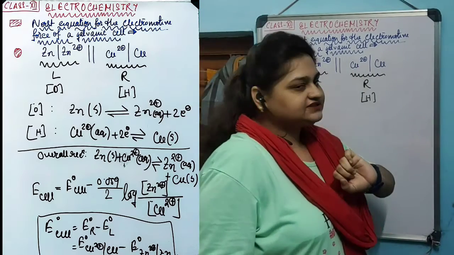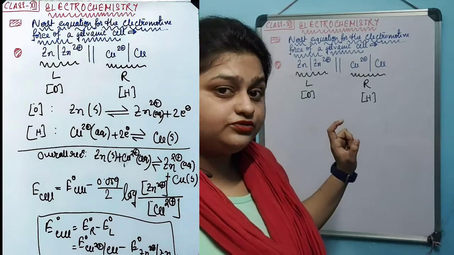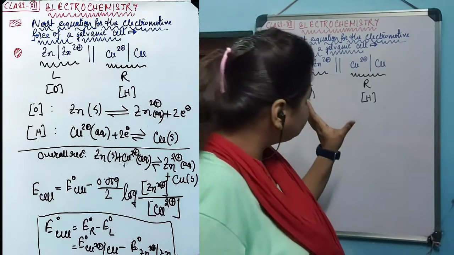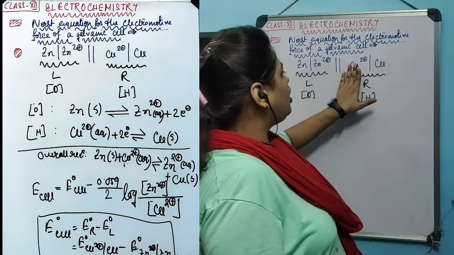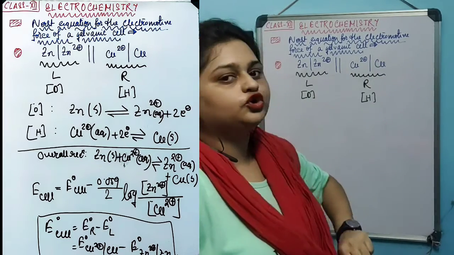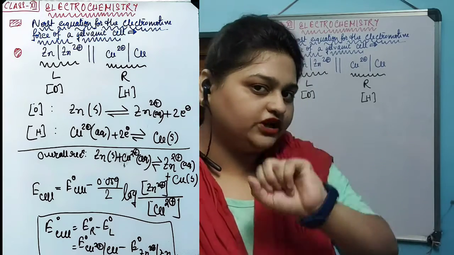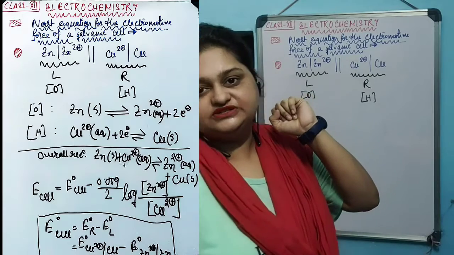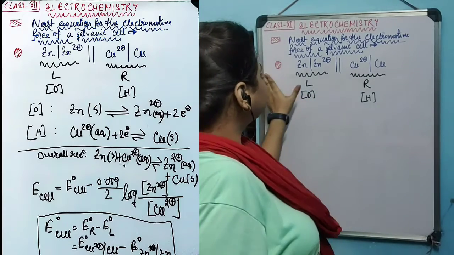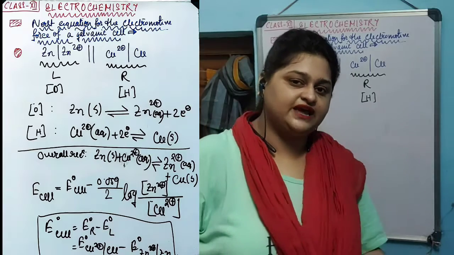On the right-hand side, the reduction should happen, so you need to represent that, and it is exactly represented that way. It is saying that copper 2 plus is transforming to a neutral copper atom by gaining 2 electrons. That is, the reduction is happening. That's why it is represented in that manner. So this is a simplistic way of representing a galvanic cell.